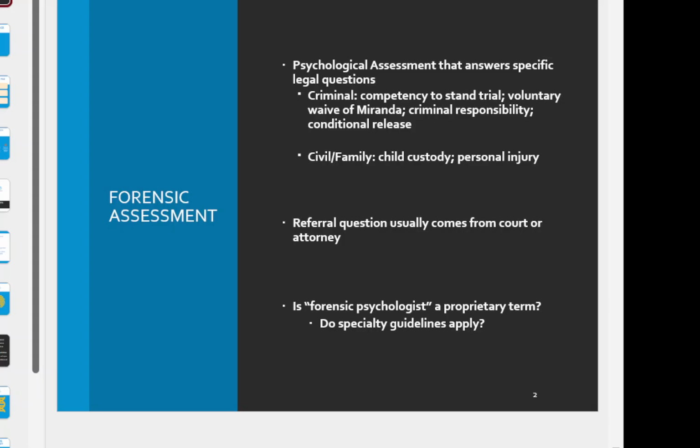So here today, we are going to talk specifically about the specialty guidelines for forensic psychologists, which are intended to help guide our practice and help us when we are engaged in activities that involve application of psychological knowledge to legal matters. So let's talk a little bit about this. First and foremost, we've already been talking about it. It's the name of the course, Forensic Evaluations.